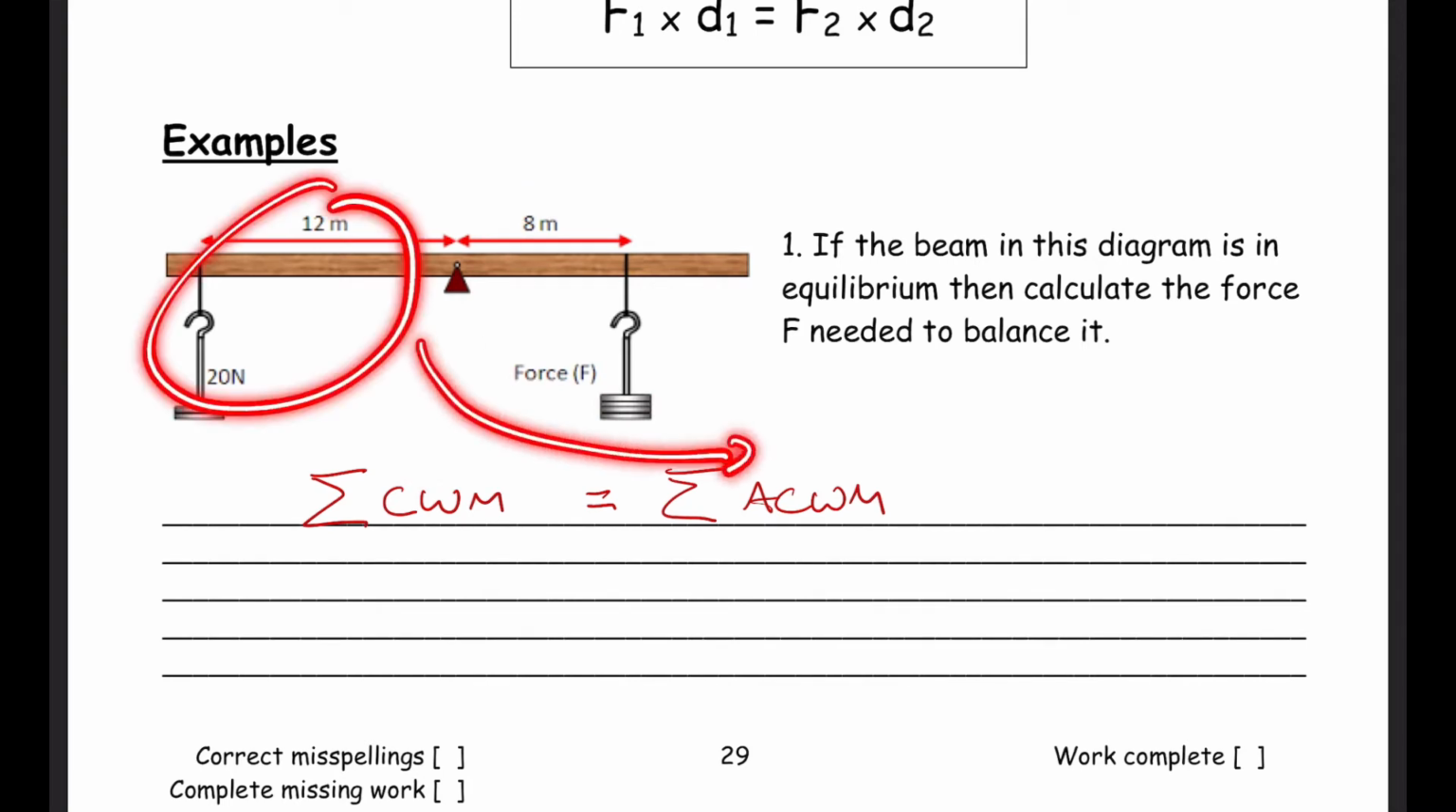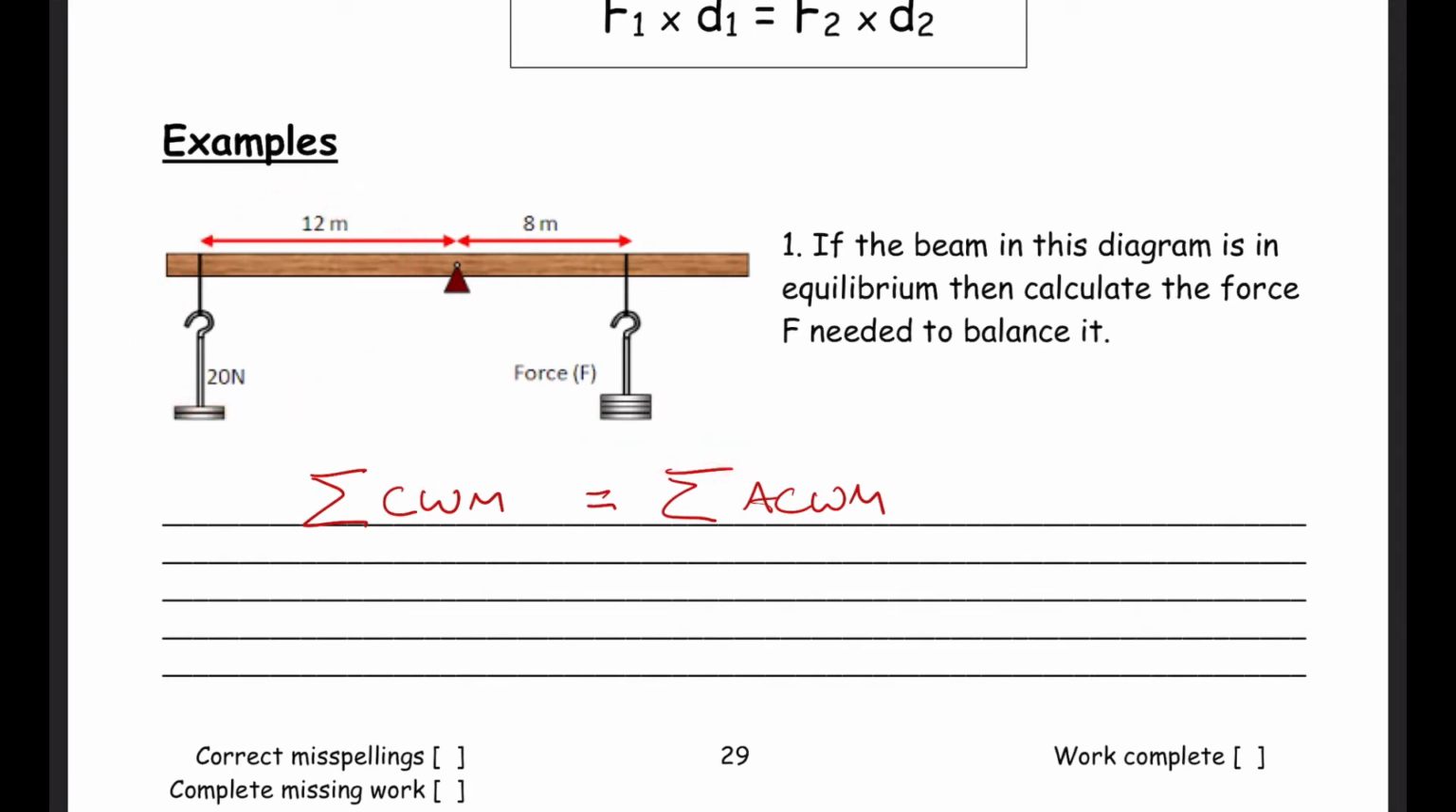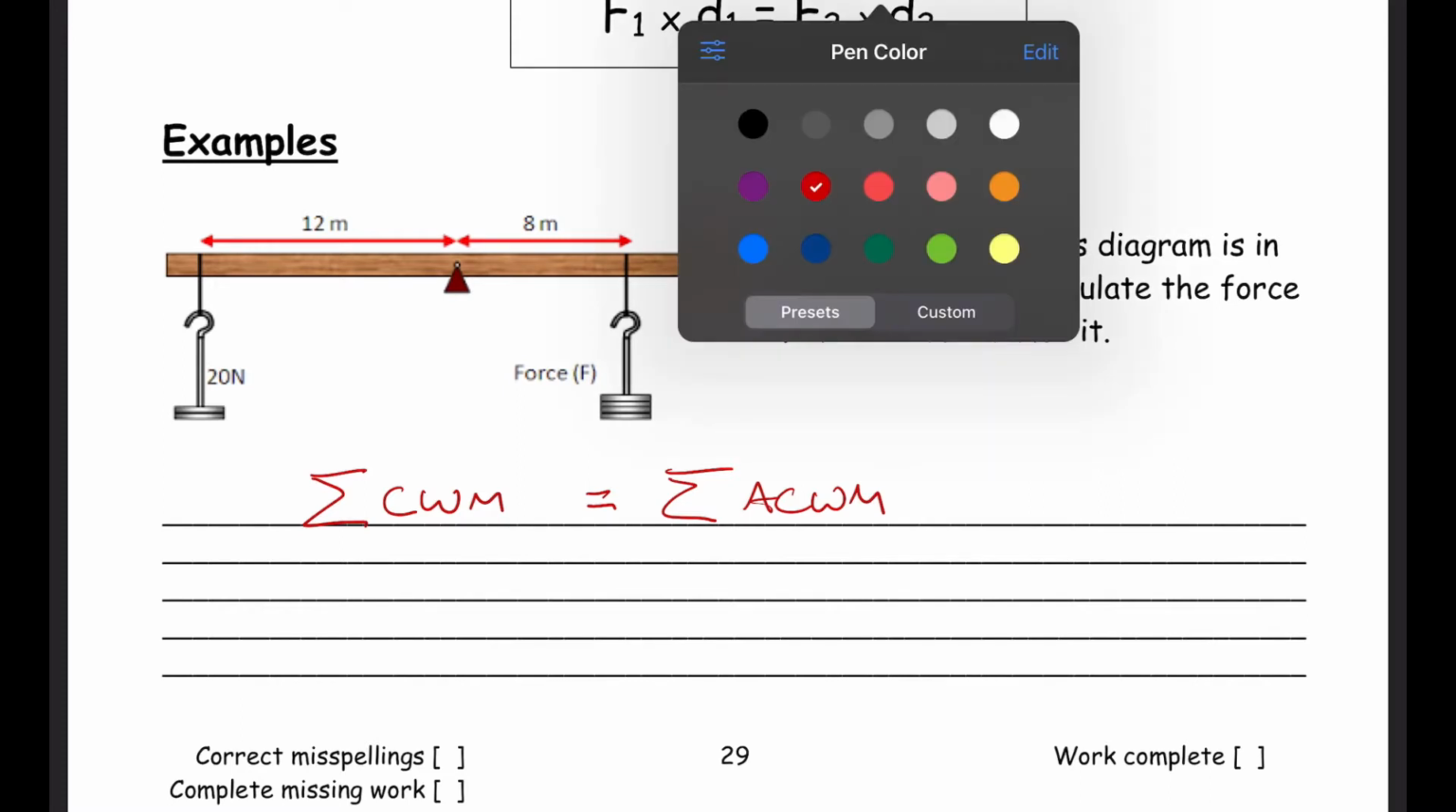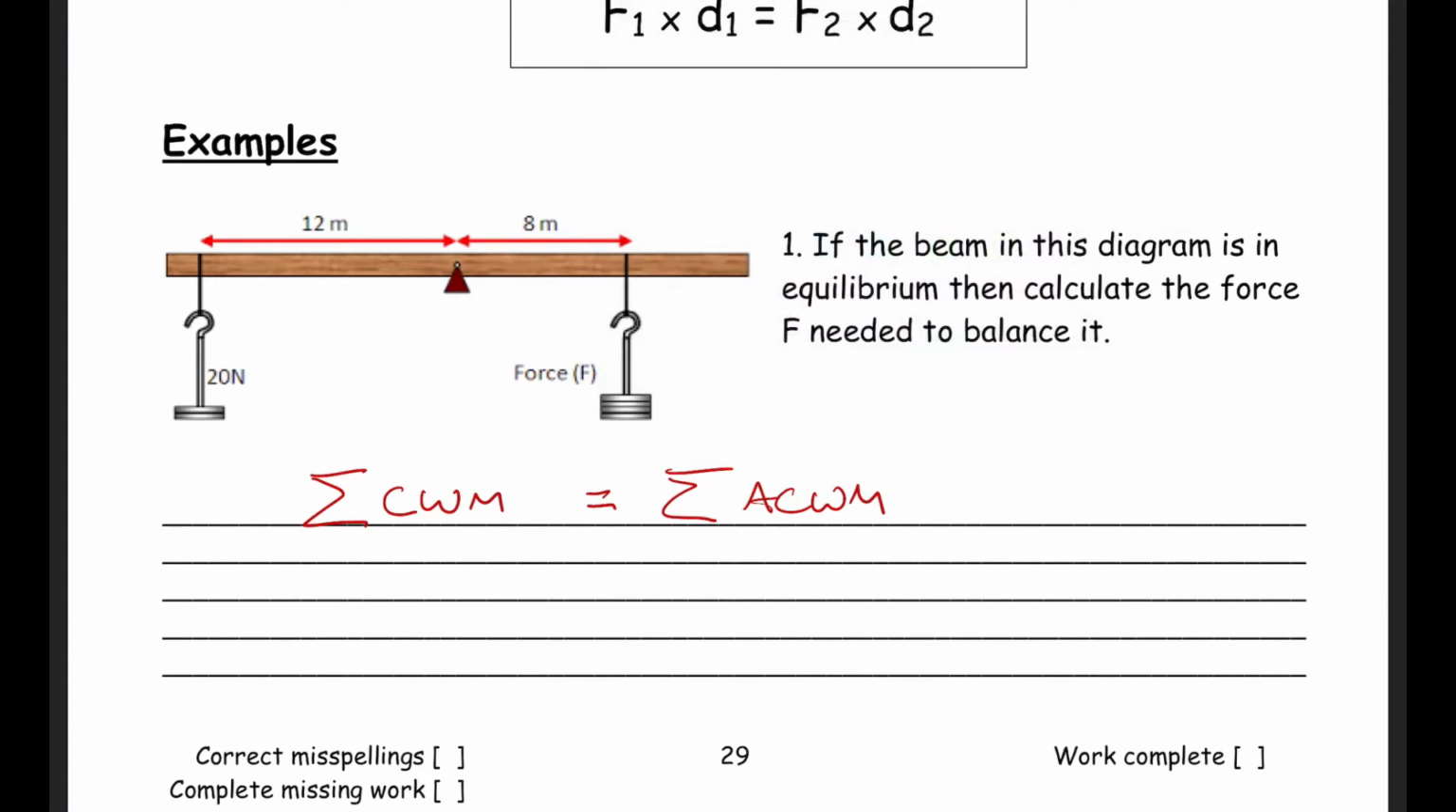The first thing to do in any of these problems is to write down the equation. The sum of the clockwise moments is equal to the sum of the anti-clockwise moments. That little zigzag letter, which is the Greek letter sigma, just means sum of, and it's a quicker way of writing it down. It's then worth labelling on your diagram which direction is clockwise and which direction is anti-clockwise so that you know which moments are going on which side of the equation.